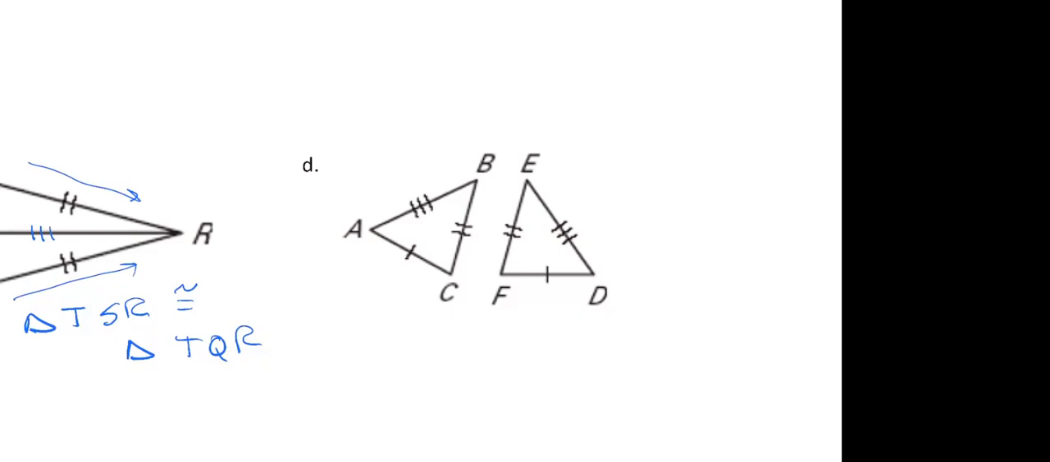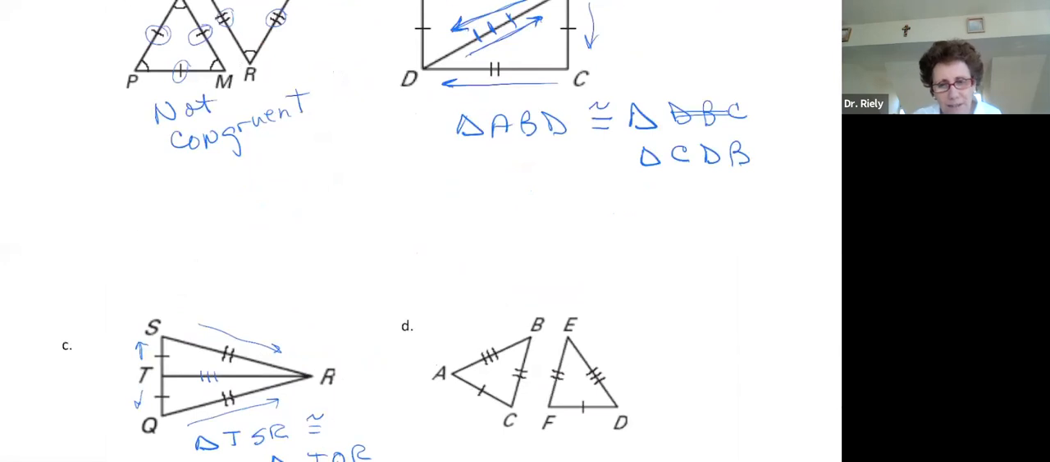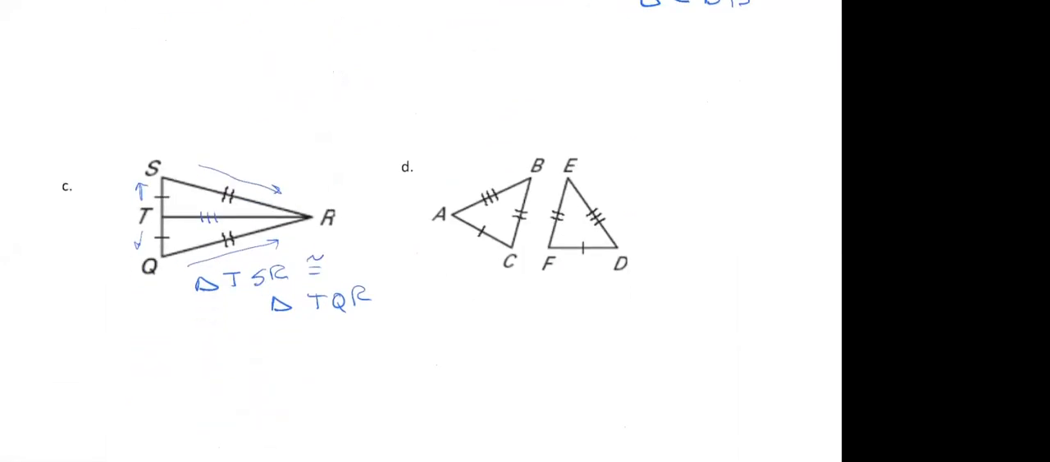What did we have to say for this one? I just said that they were. Okay, so we're just making a congruency statement, right? Yes, that's what we're doing. All right. Well, you already know it's congruent because they all have the same sides with the lines.